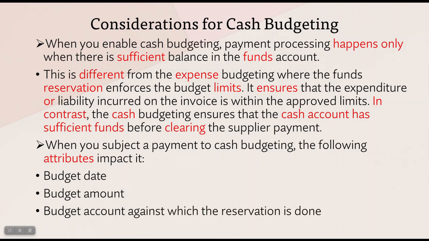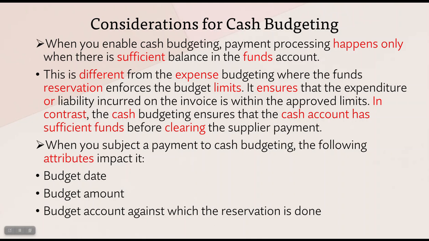Third attribute is budget account against which the reservation is done. This is the account used for reserving the budget amount. The distributions of the invoice that's getting paid determines the account combination for reserving the funds.